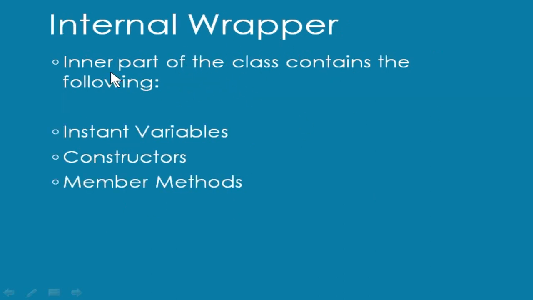Internal wrapper or inner part of the class contains the following. Instance variable. So what is an instance variable? Whenever you create a data member, you can access these data members through an object. Object is called an instance. Since you are creating an object and you are accessing the variables, you call it an instance variable. And then you have constructors.